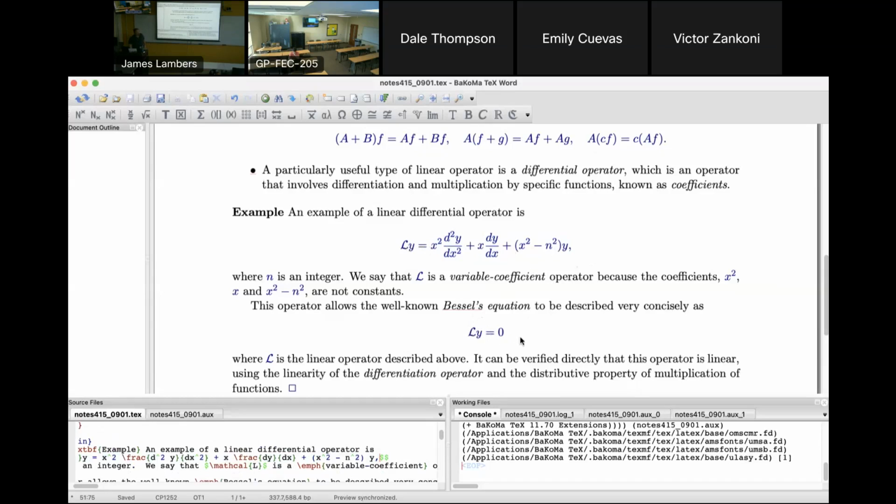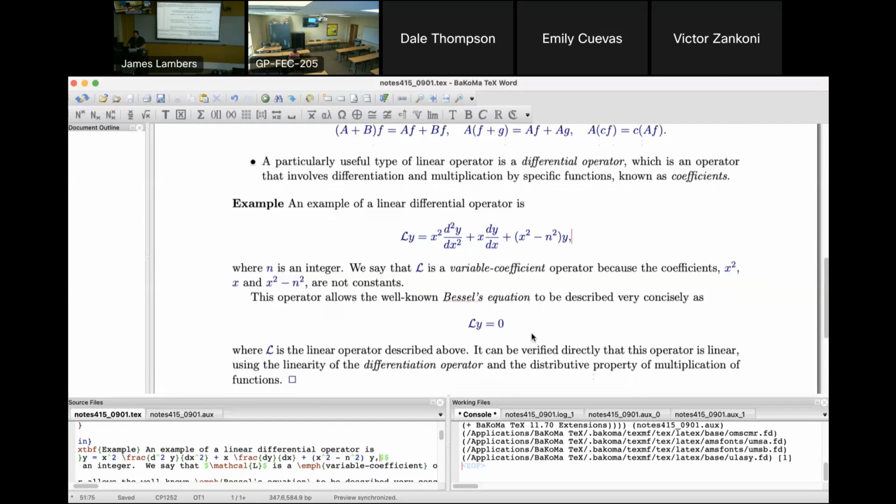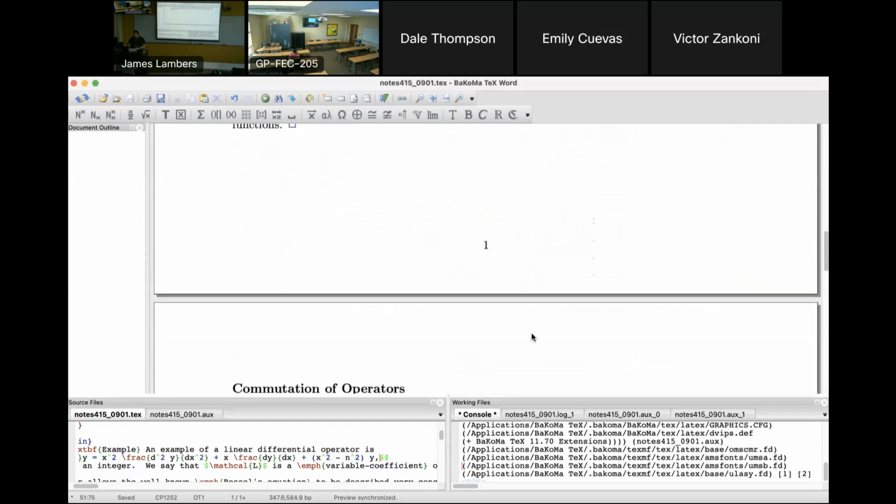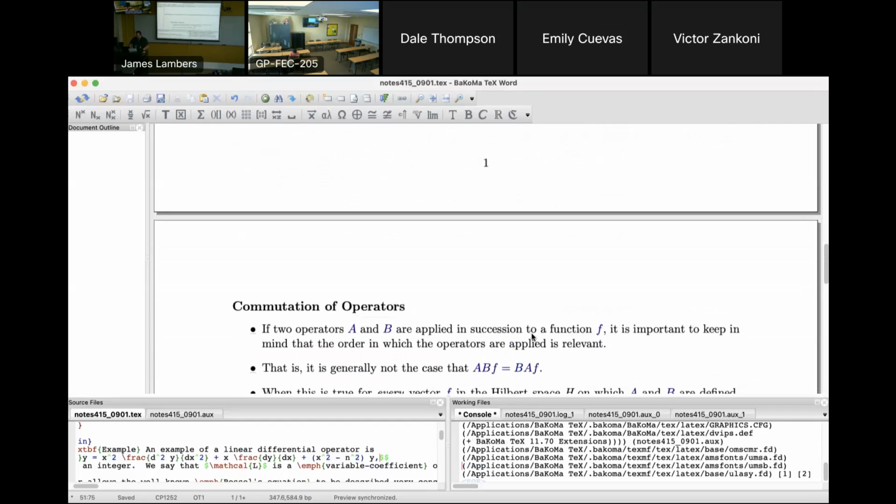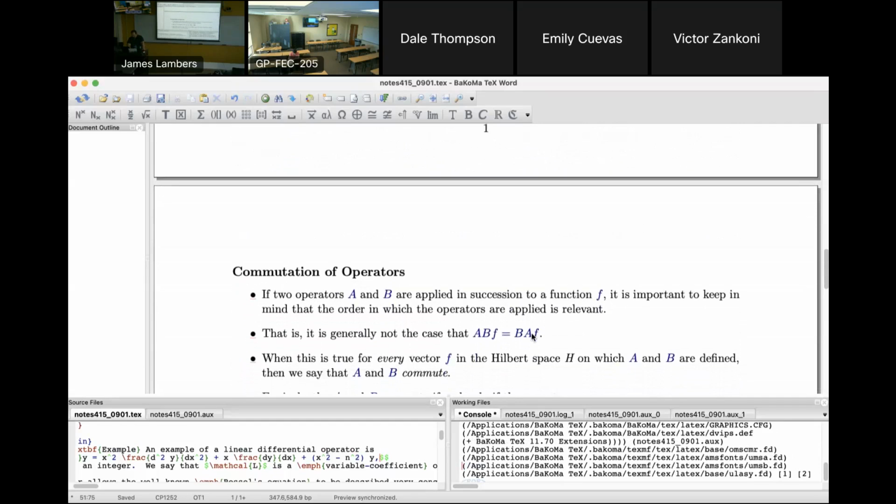So naming differential operators, defining differential operators in this way, makes it possible to write differential equations in a very concise way, and that helps facilitate the analysis of them.